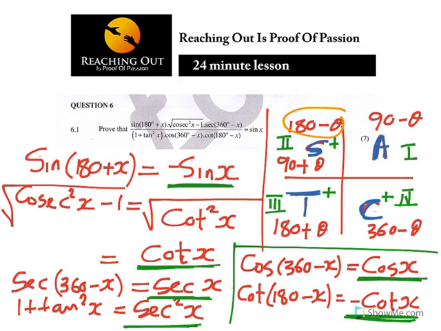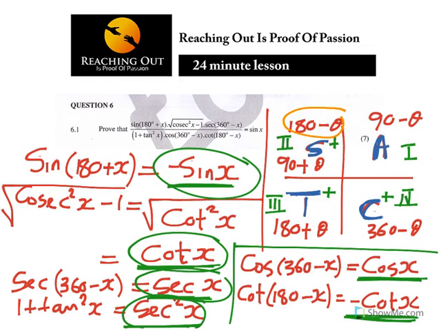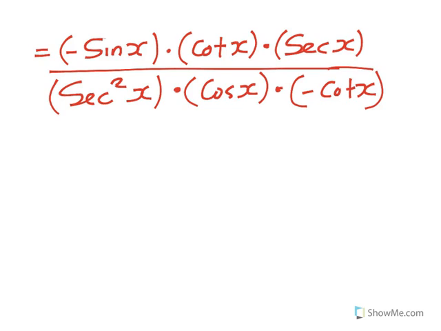So now where there is sin(180 plus x), I'm going to put that. Where there is the square root of cos squared x minus 1, we simplified to get that. Sec(360 minus x), we got that. And 1 plus tan squared, we got sec squared. And cos(360 minus x), we got cos x. And the last one, cot(180 minus x), we got minus cot x. So when you pull it together, this is what you're going to have after substituting.